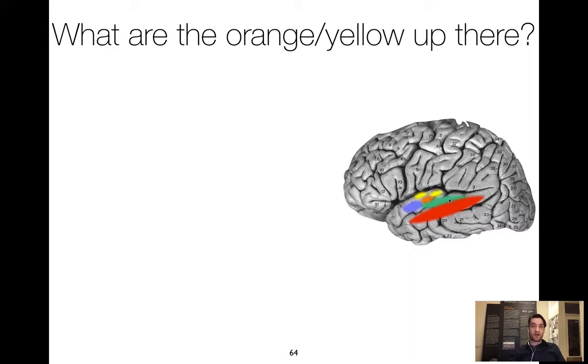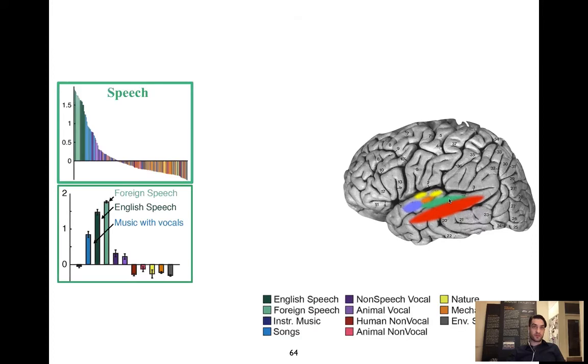And this green area is actually a part of the auditory system that's involved in speech, okay? So here is a plot where you're hearing a bunch of different sounds. That's what this legend is down here: English speech, foreign speech, songs, humans, nature, mechanical. And you can see that when it's nature sounds or mechanical sounds, this part of the brain does not get really active at all. But when it's English speech or foreign speech, this part of the brain gets really excited. Even when it's music with words, that's what this blue is, you still see that it gets really excited.